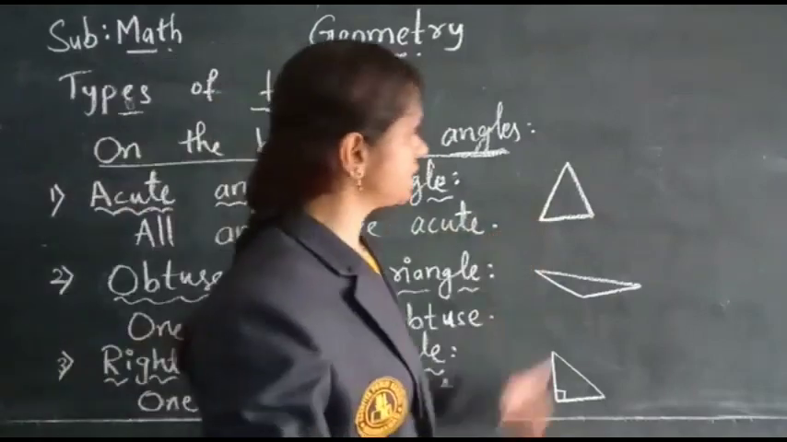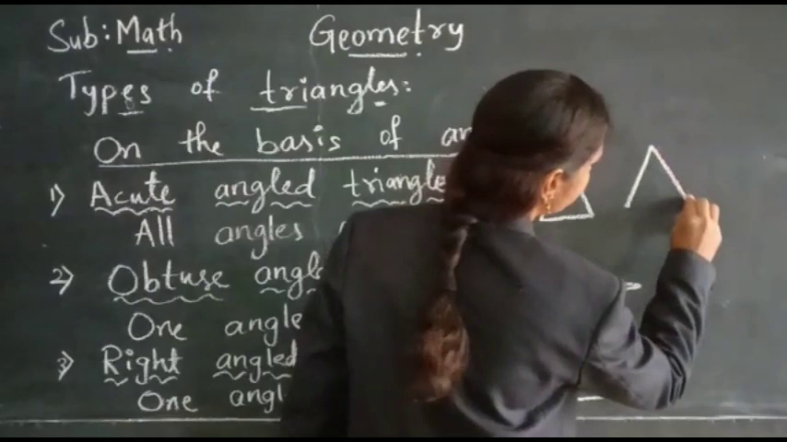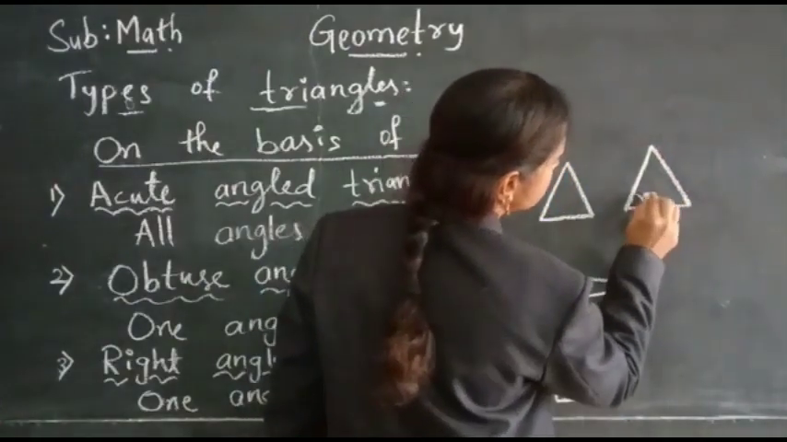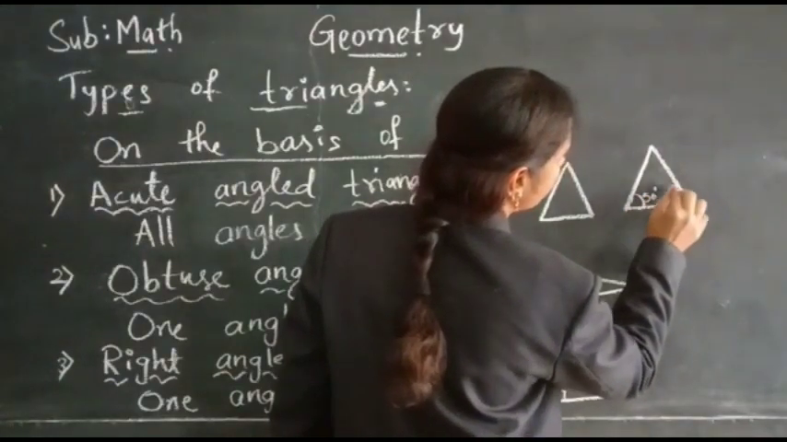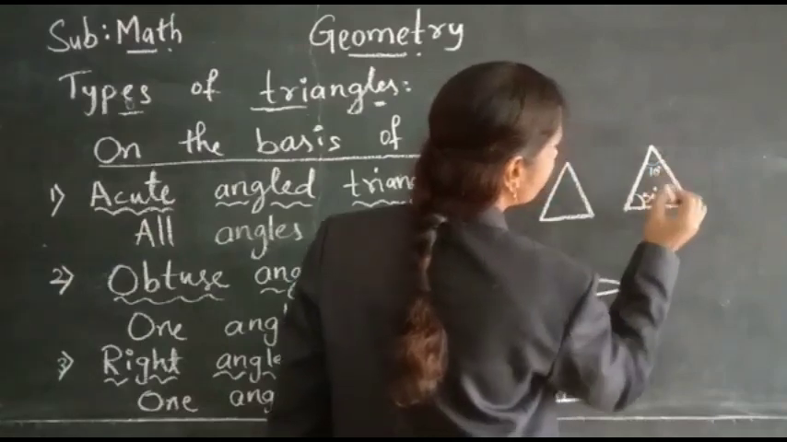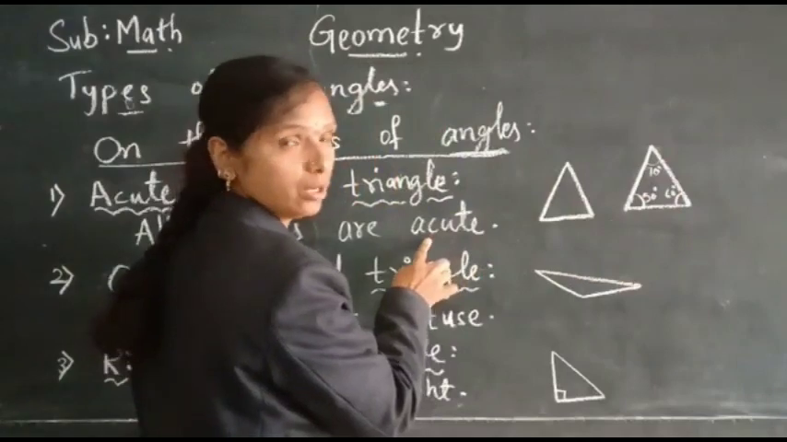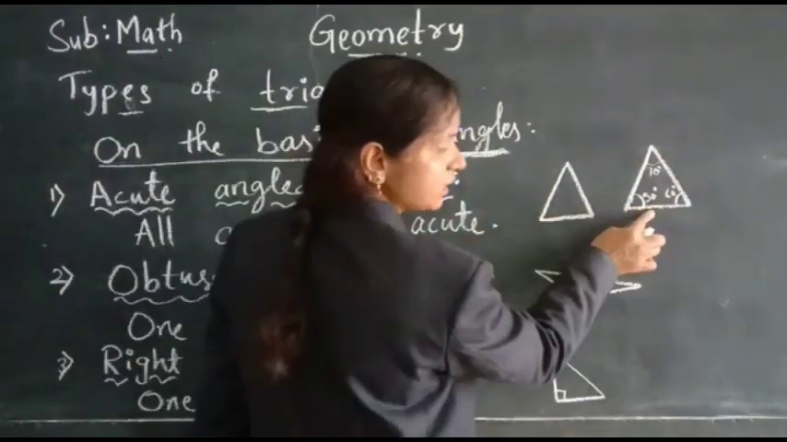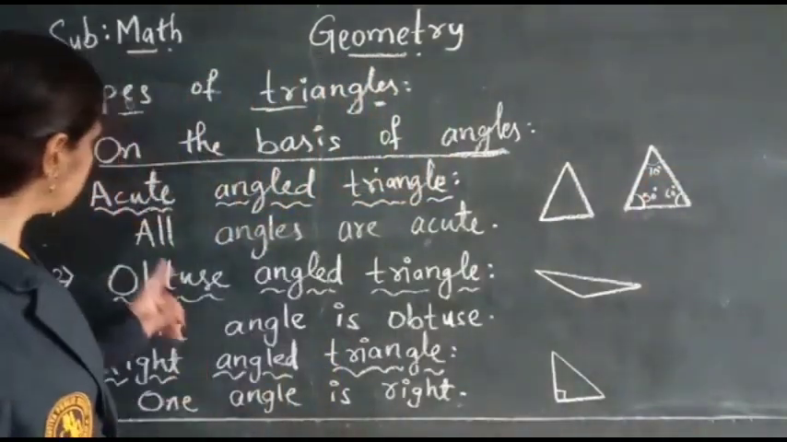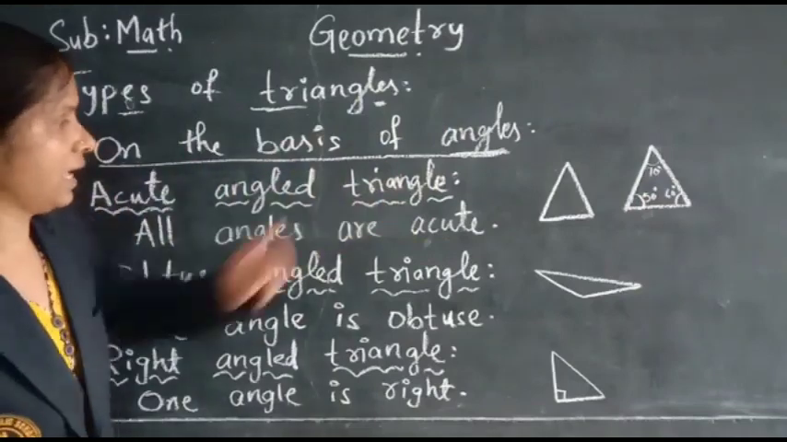Now here you can see this type of angles. For example, here I am putting one more figure. Here you can take 50, here you can take 60, and here you can take 70. Whatever angles I have taken here, all are acute angles. Acute is nothing but below 90 degrees. Here 50 is below 90, 60 is also below 90, and 70 is also below 90. Means all angles are acute angles, nothing but an acute angled triangle.